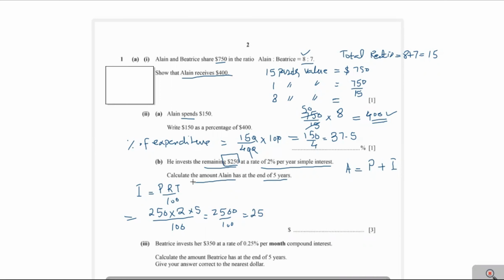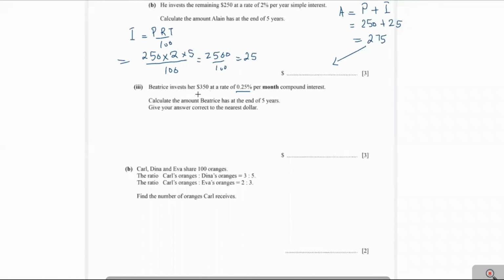Now we have to find the total amount Elan receives after 5 years. That will be equal to investment amount, this is 250, and interest amount, that is 25. Therefore, $275 is the answer he received after 5 years. Now the next part, Beatrice invests her $350 at a rate of 0.25% per month compound interest. Calculate the amount Beatrice has at the end of 5 years. Give your answer correct to nearest dollar.